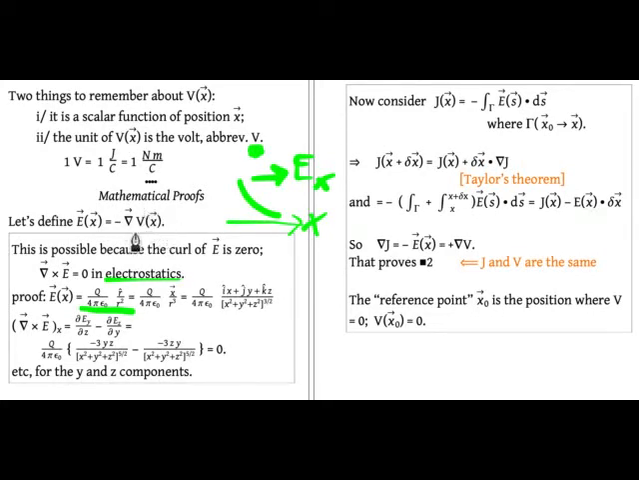Is V uniquely determined? No, because we could always add a constant, because the derivative of a constant is 0. So we could always change V by adding a constant and have the same E. So V is not uniquely determined. You have to have some kind of boundary condition to make it uniquely determined. All right. Now let's consider that second relation.